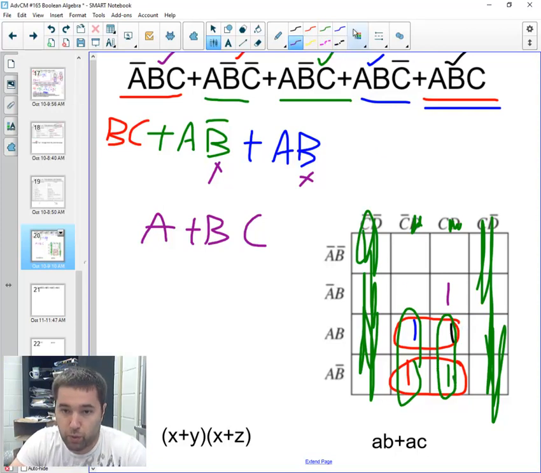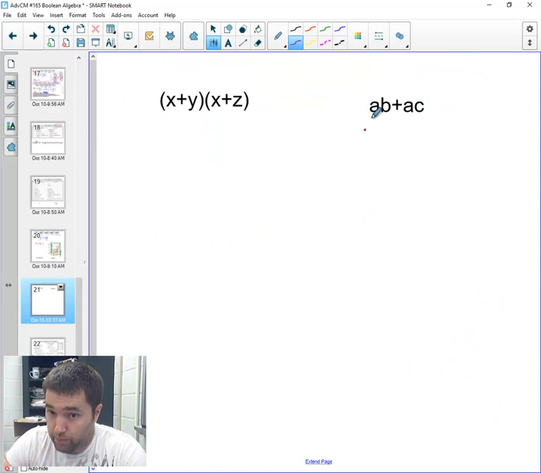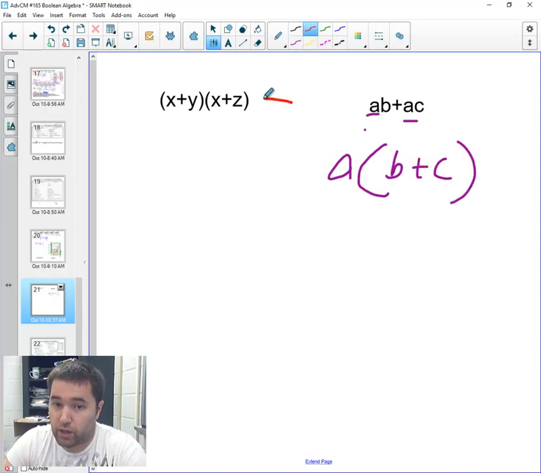This red one, BC, I don't want to do that. This purple one, with this term right here, has to be that circle. There's no other circle that'll work for that. Hopefully you can do this one, where you see A and you factor out the A, B plus C. The question is, can you do this one?